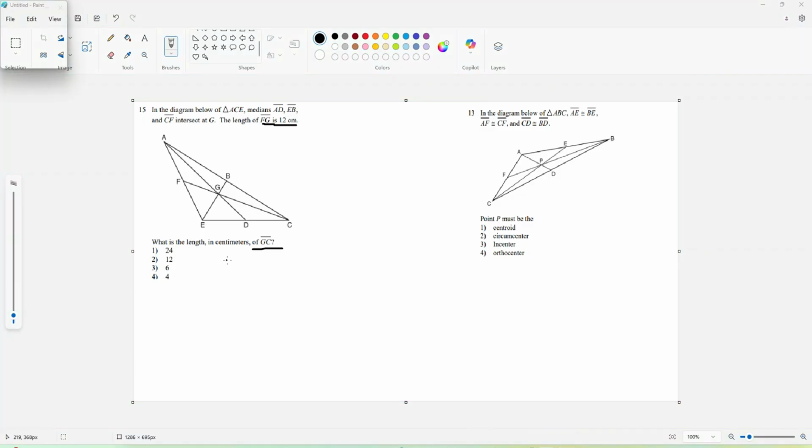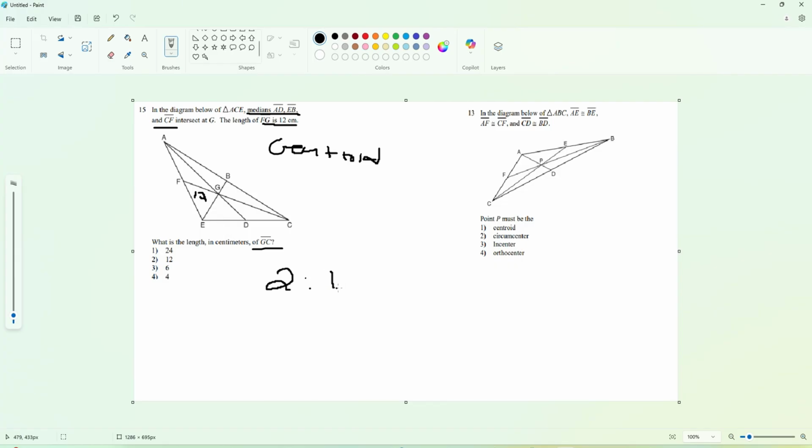Alright, welcome back. Now, let's analyze this question. It says that the medians AD and EB and CF are in the triangle, meaning that we're dealing with a centroid. A centroid is where all the medians meet and intersect at one point. And we're given that FG is 12. Now, remember what I said earlier, how the centroid had a special property? That it cuts a median into a 2-to-1 ratio? Now, let's apply our skills.